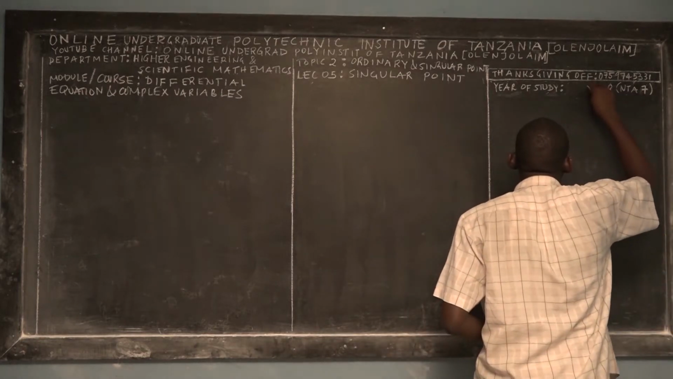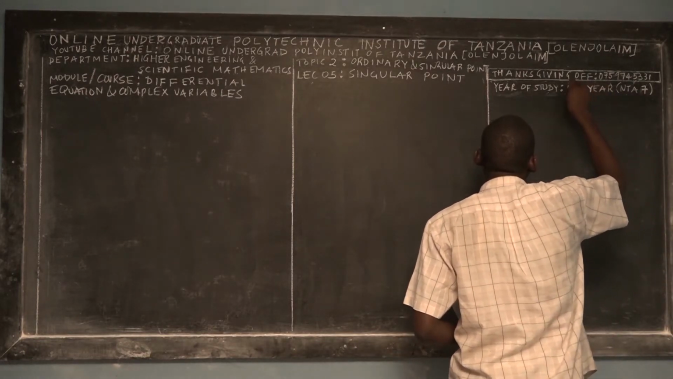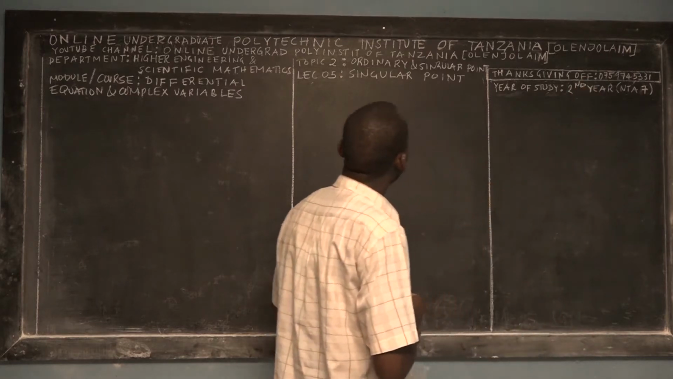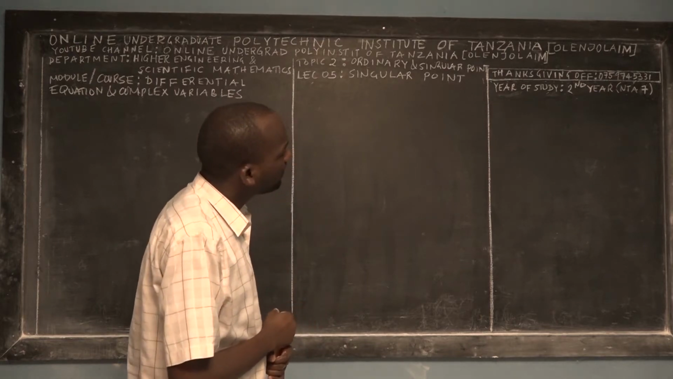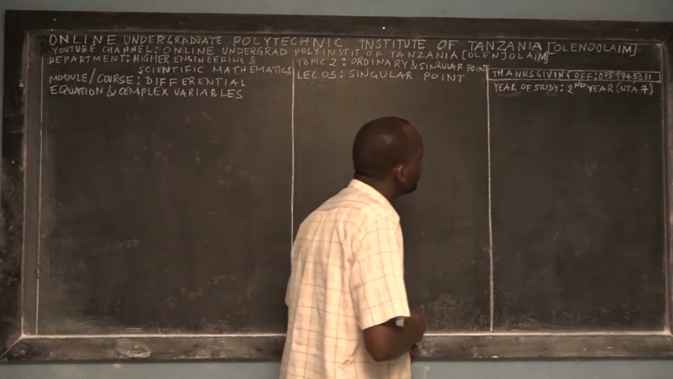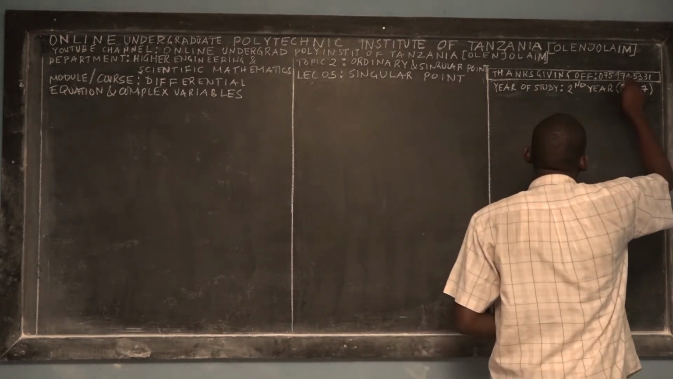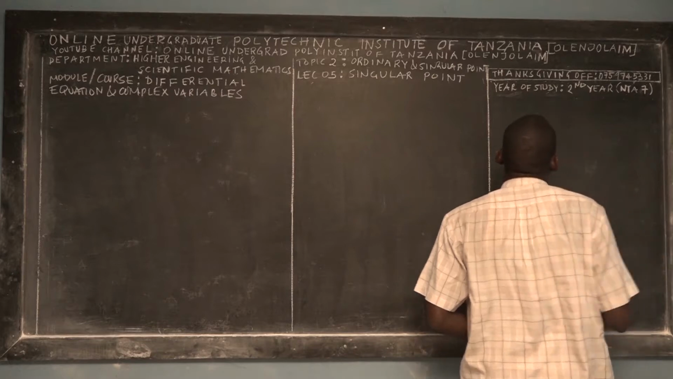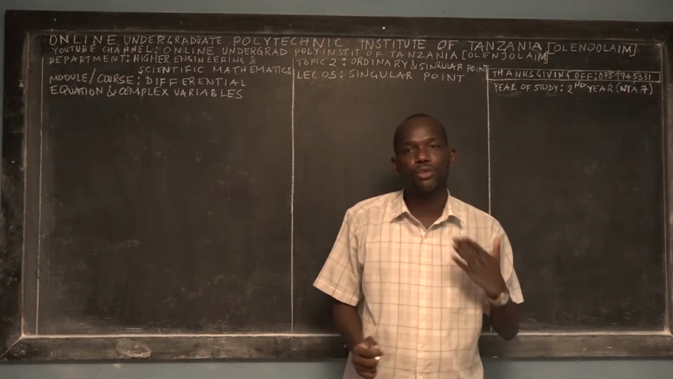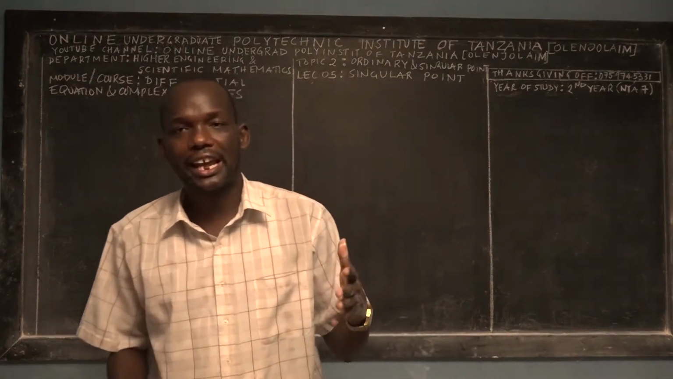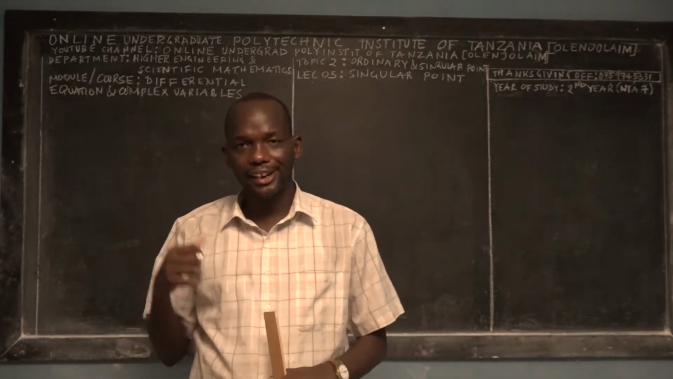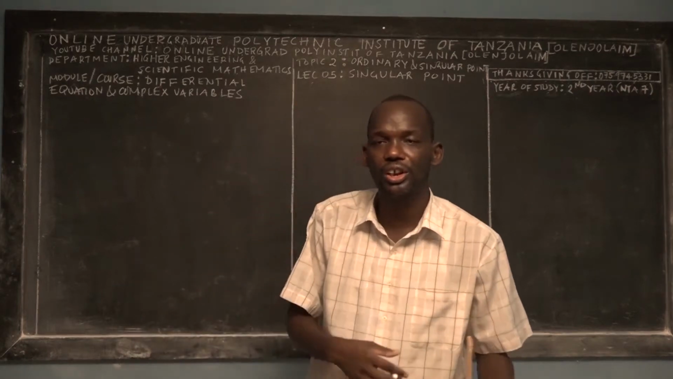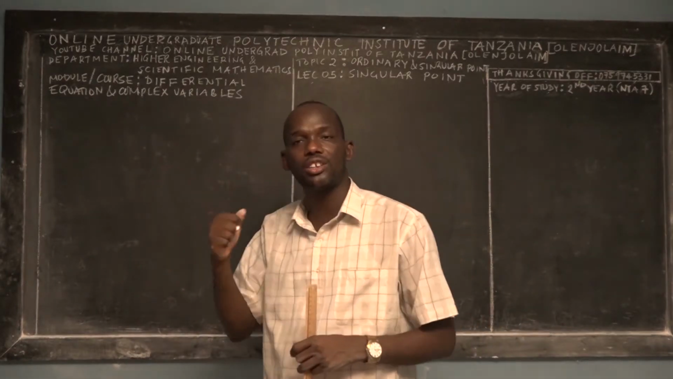The good news is that at the Polytechnic Institute of Tanzania, we used to teach 12 courses or 12 modules. Sometimes you find that the names of these modules are a little bit different from institution to institution, or college to college, or university to university. The issue is focused on the content.